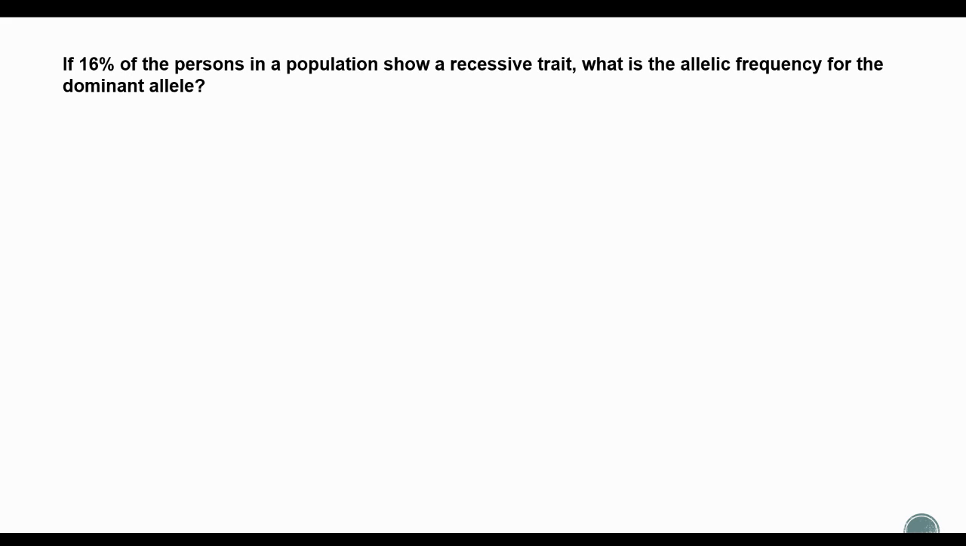If 16% of the persons in a population show a recessive trait, what is the allelic frequency for the dominant allele? Now, this is key. They show a recessive trait. So that means they're homozygous recessive. So our 16% equals our Q squared from our equation. So Q squared equals 16% or 0.16, okay? Now remember, our equations are P squared plus 2PQ plus Q squared equals 1. Right now, I only have Q squared, so I've got to figure out the rest.